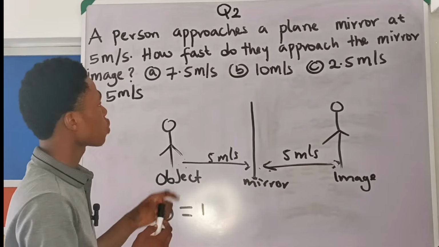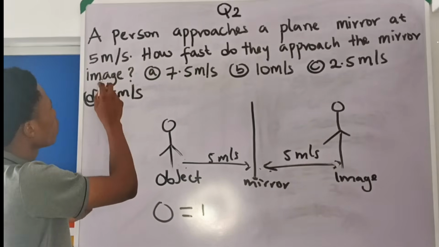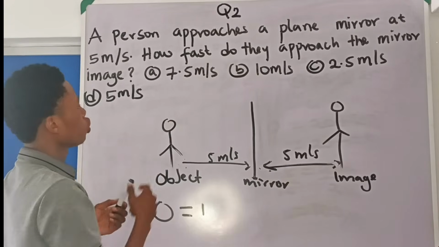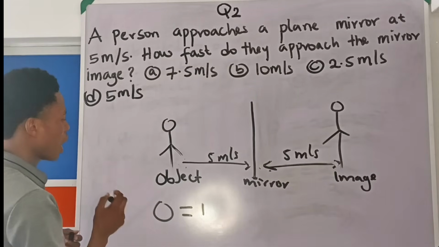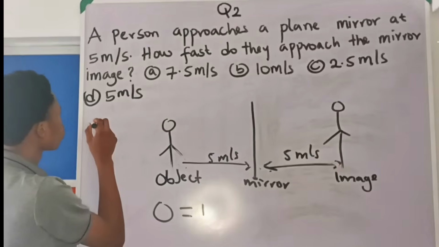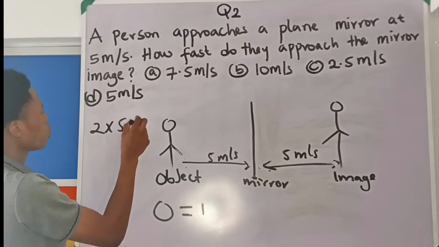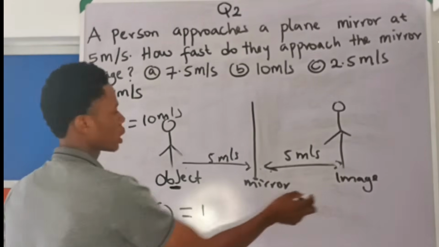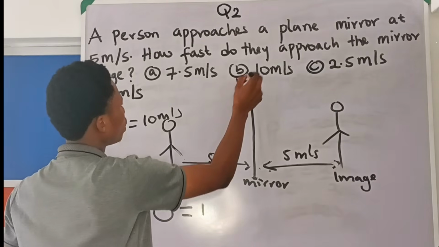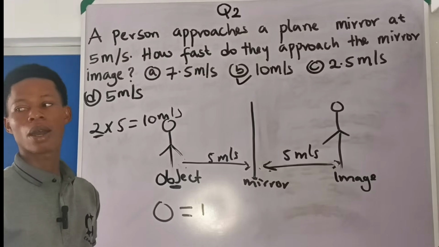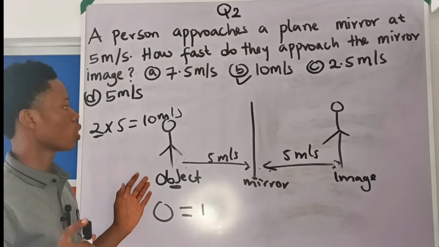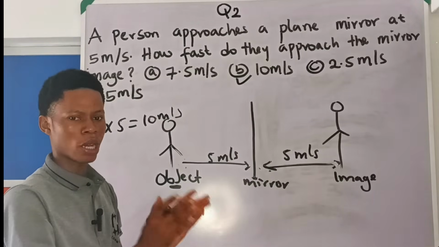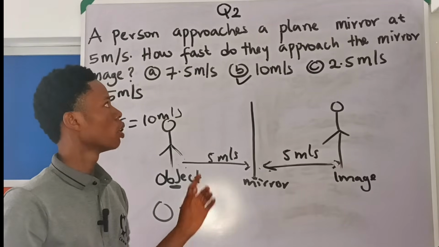So since the person is moving at 5 meters per second, how fast do they approach each other? They approach each other at 2 times 5, which is 10 meters per second. The 2 here is because we are looking at the object and the image. So the answer to this question is 10 meters per second. This one is coming here, this one is coming here, so the time they will meet each other becomes small. Do we understand that? All right.